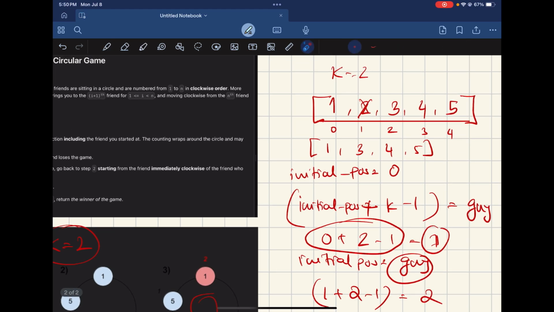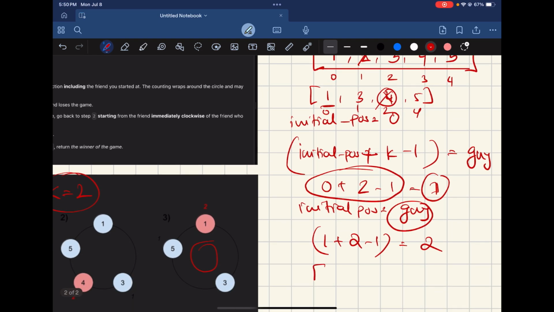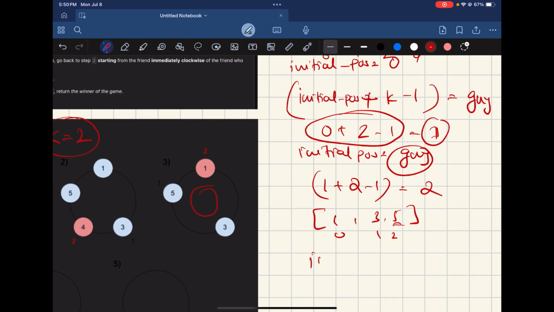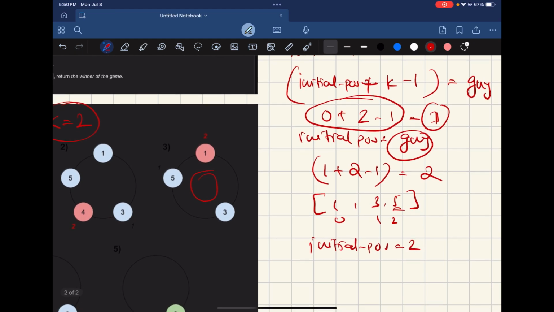So the guy who's at index number 2 in this array is going to be kicked out. So index 2 is this guy, he gets kicked out, right? Then we have the array 1, 3, and 5, and we're going to start off with what? This guy is the initial position. 0, 1, 2. So the initial position is now 2.